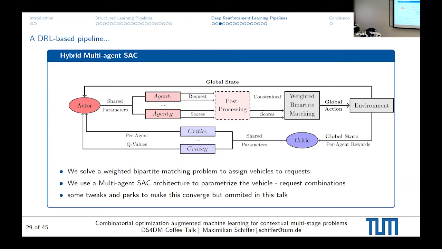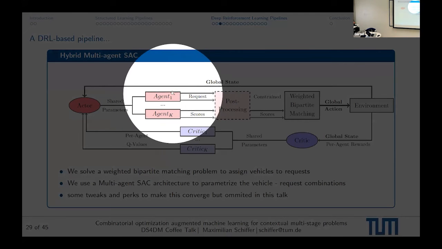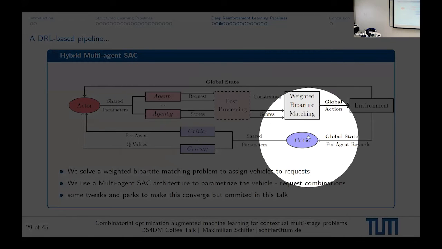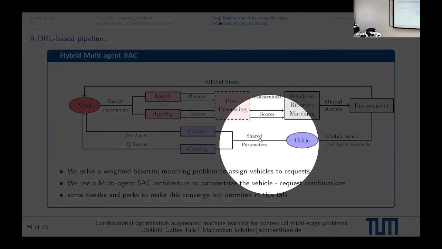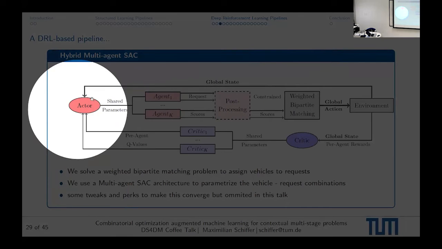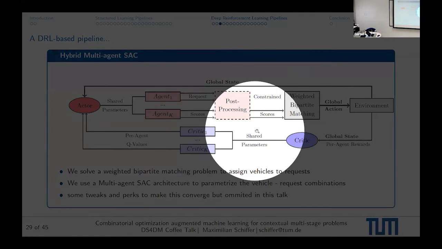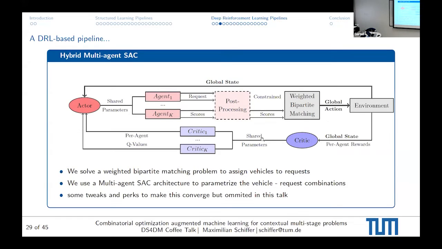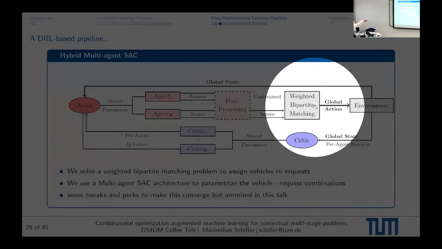So this is basically a pretty standard multi-agent soft actor critic architecture, right? You have an actor, you have agents with some shared parameters. There's a critic, there's a global state that is split again per agent, and that is fed back, right? So this is pretty standard. What is new is the gray box, right?